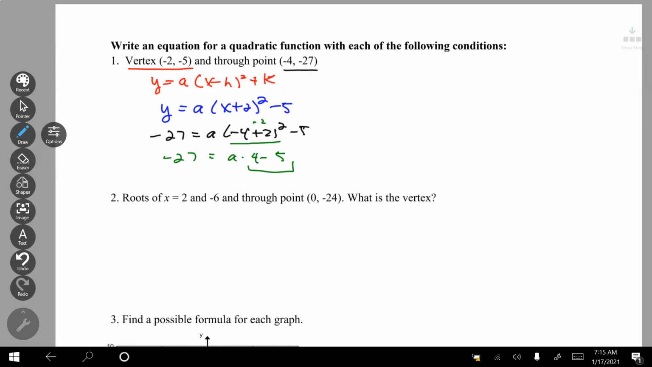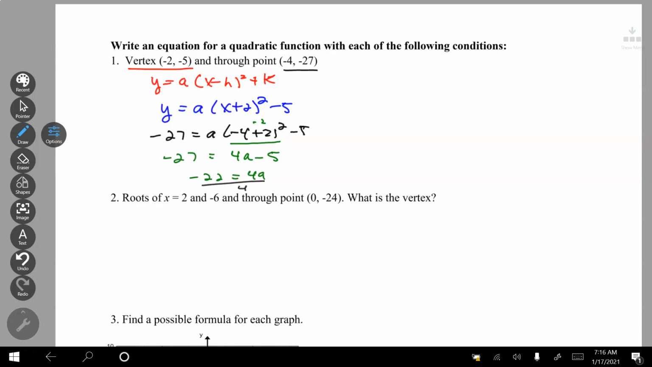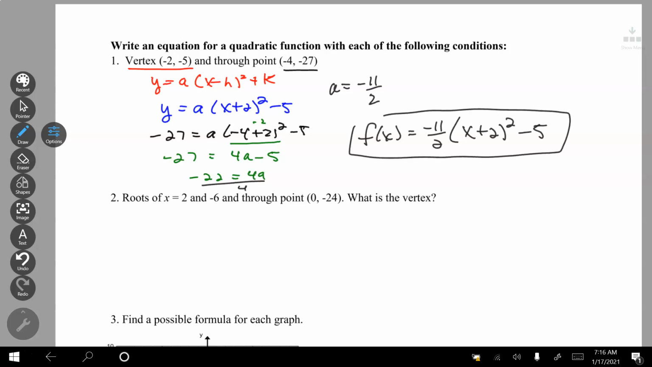4 is multiplying a, so when I put a number as a multiplier, I put it in front. 4a minus 5 is equal to negative 27. I'm going to add 5, I get negative 22 is equal to 4a. I'm going to divide by 4, and I get a is equal to negative 11 over 2, or negative 5.5. So my function is negative 11 over 2 (x plus 2) squared minus 5. That is the equation of that parabola.